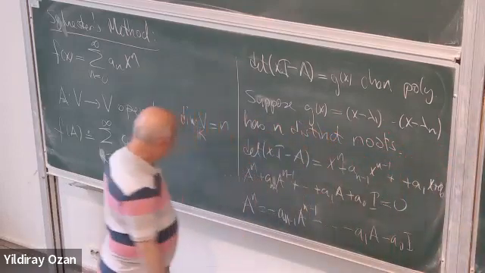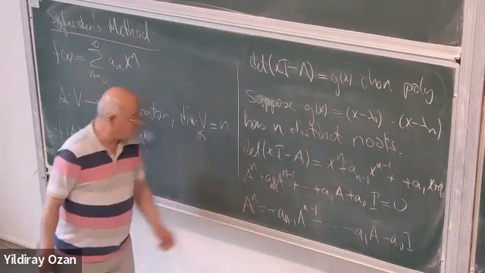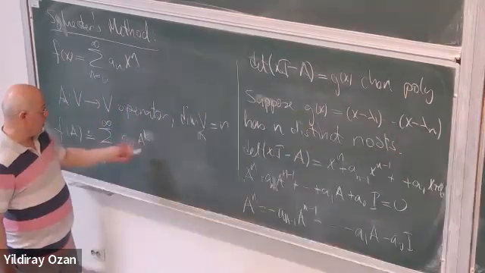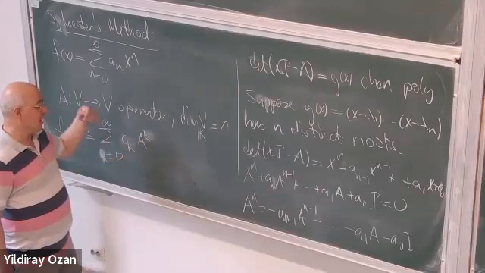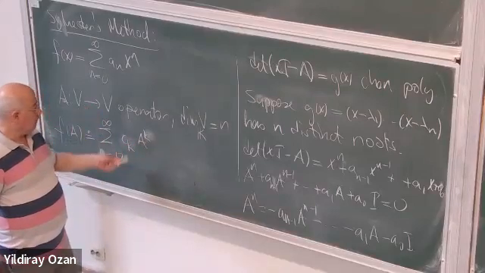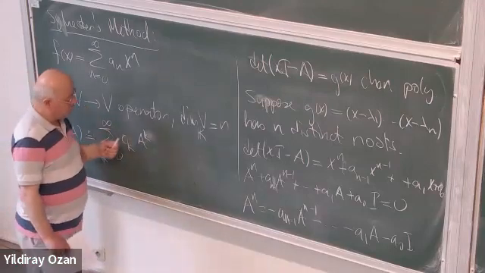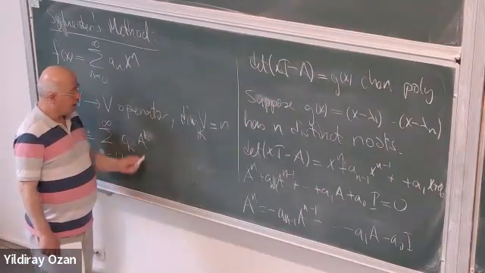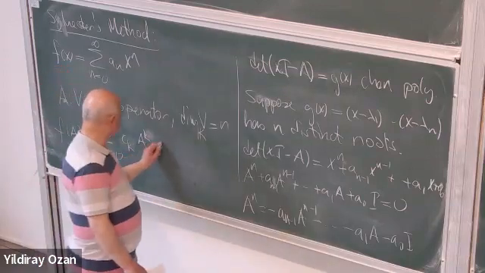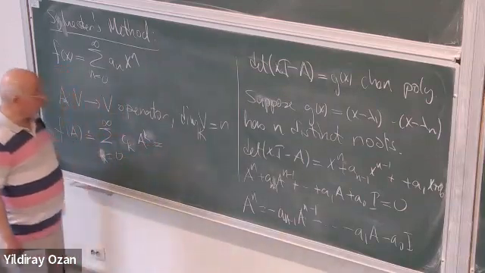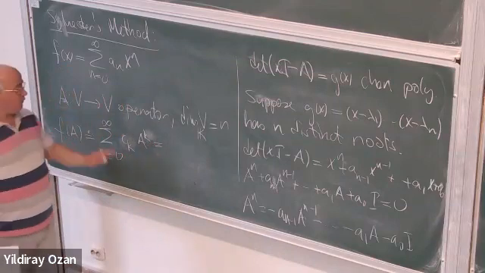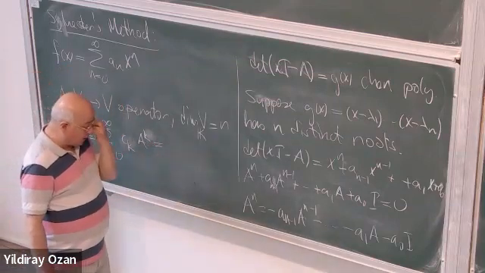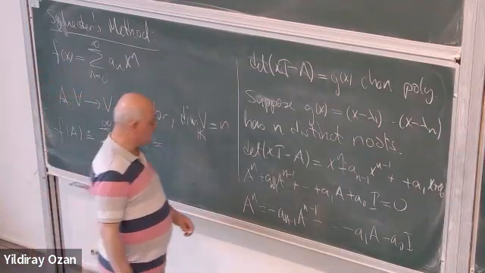So by just plugging A to the power n into this formula, for powers larger than n, we can get rid of all the higher powers of A. Therefore, this thing will be just a polynomial of A of degree at most n minus 1, right?